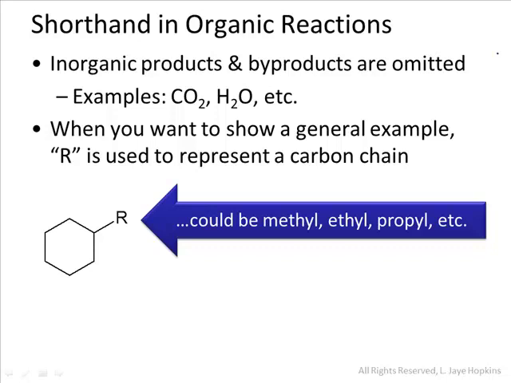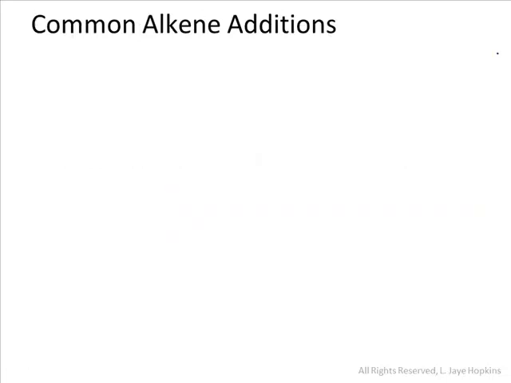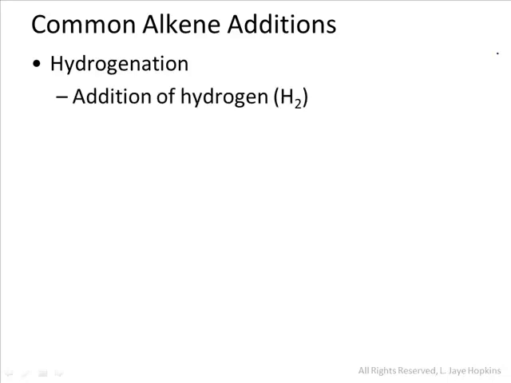Now let's look at some specific examples of organic reactions that alkenes undergo. The most common type of reactions for alkenes are what are called addition reactions. And as we said in our last lecture, addition reactions mean that you're adding new atoms to a molecule. One of the most common reactions in alkenes is what's called hydrogenation, and we touched on this briefly when we looked at fats. Hydrogenation is the addition of hydrogen, usually in the form of hydrogen gas.